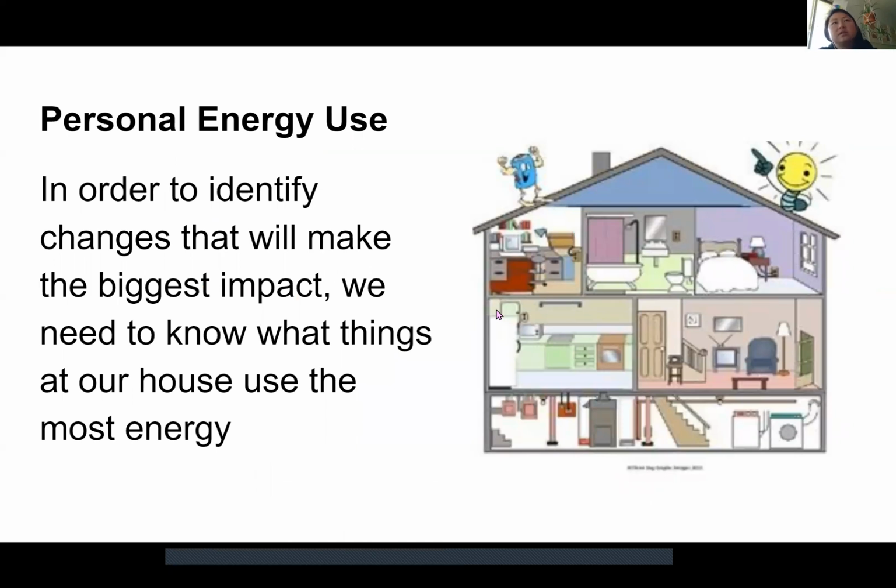Okay, so there's a few different ways that they want you to think about energy conservation and how we are attempting to do it as a society. One of which is personal energy use. In order to identify changes that will make the biggest impact, we need to know what things in our house use the most energy, right? This is something that they promote in AP and APES, to know what takes a lot of energy and what doesn't.